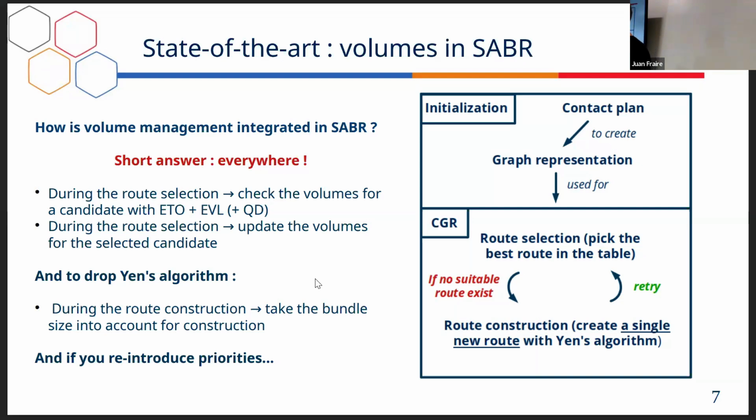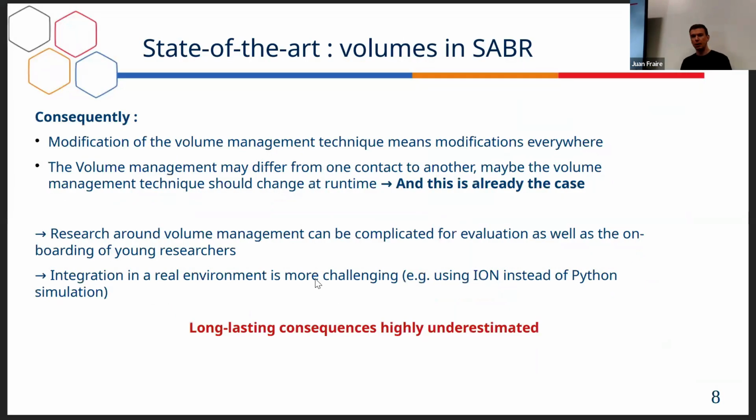And during the selection, you need to consider the volumes 2 times while you try to evaluate which candidate is the best one, and then when you want to update the volumes. So consequently, modifications of the volume management technique means that you need to do modifications everywhere in CGR, which is already a quite complex algorithm. And I think it's quite a problem if you want to introduce new researchers to the field.